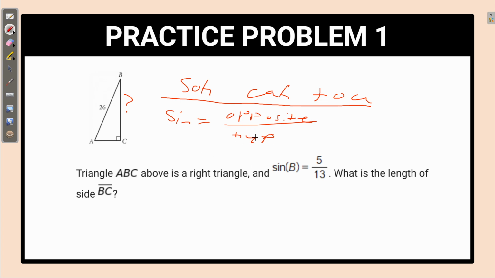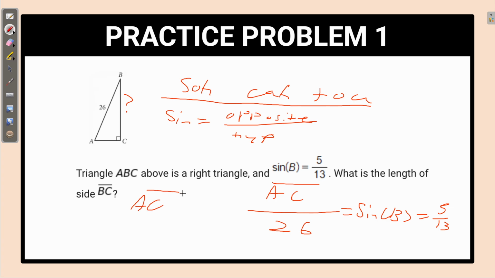So since sine is opposite over hypotenuse, we can say that sine of B is going to be side AC over 26. So sine of B equals 5 over 13. How do you get 5 over 13 from AC over 26? Well, AC must equal 10, because when you divide both 10 by 2 and 26 by 2, you get 5 over 13.